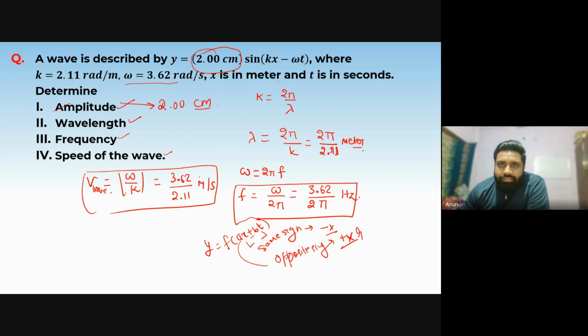Okay. So in this case, if you see, kx and omega t have opposite sign. Kx is positive, omega t is negative. So we can say that the wave is moving in the positive x direction. Got it, everyone? Any confusion now?